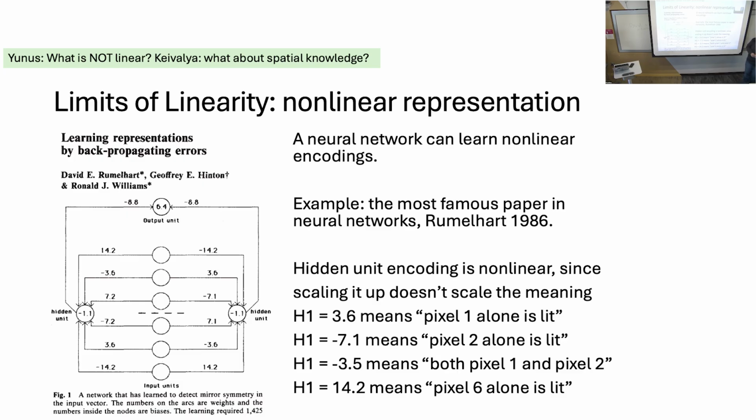And it is a neural network. So neural networks can learn nonlinear encodings. It's just that we tend to not see them in large networks. They're pretty hard to learn. They don't show up that often, but it's not impossible. Makes sense?